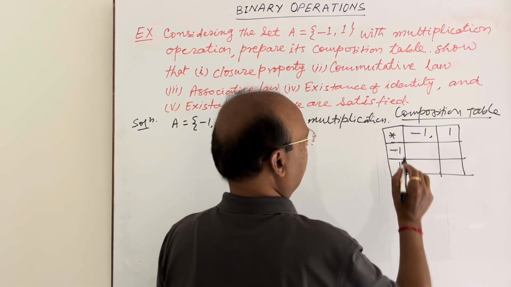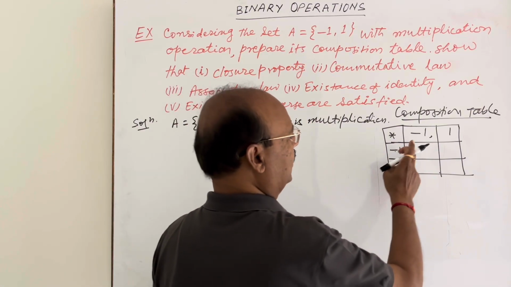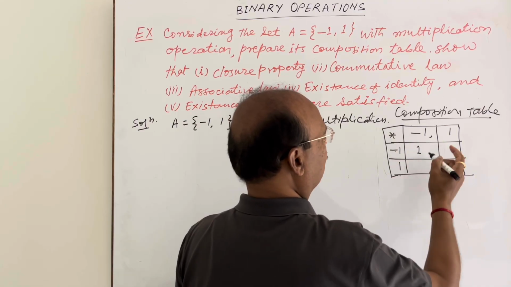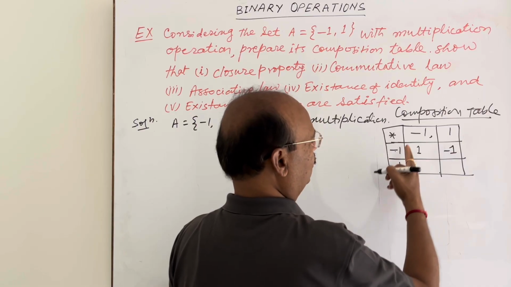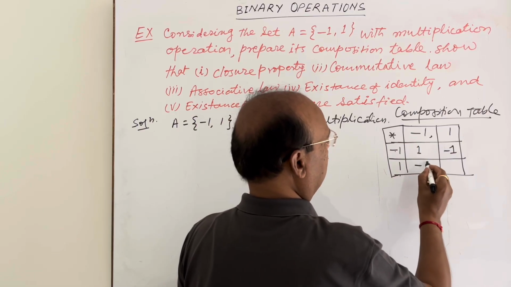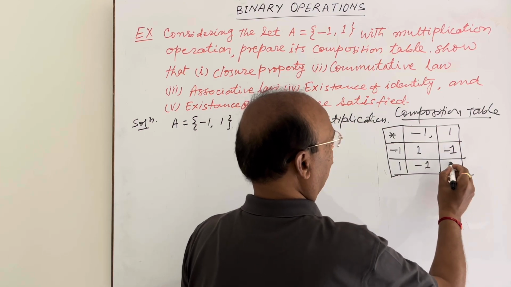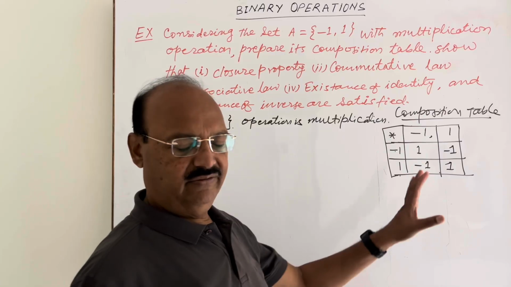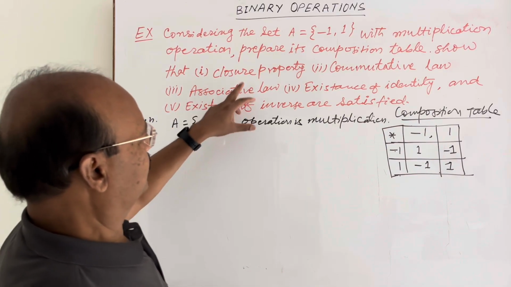Here the multiplication operation is used. So -1 into -1 is 1, -1 into 1 is -1, 1 into -1 is -1 and 1 into 1 is 1. So this is called the composition table, correct? Very simple. Now we have to show these properties are satisfied.